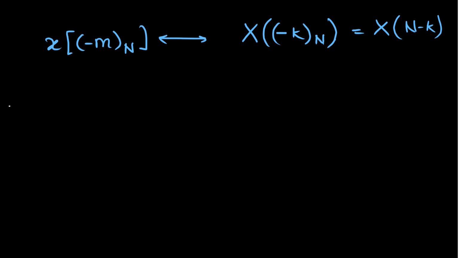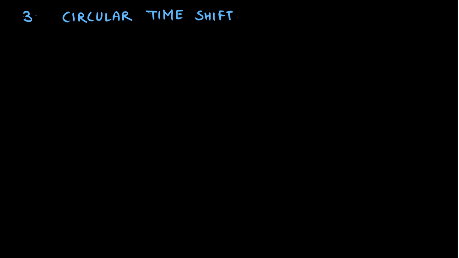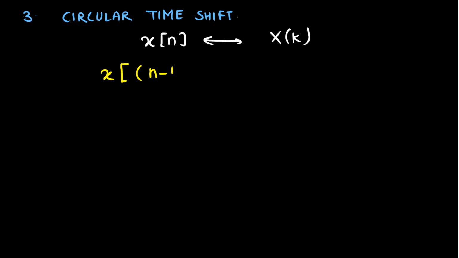Now let us move on to another property, and that is known as the circular time shift. So in this property, we are going to consider again x of n with discrete Fourier transform as X of k, and now we are going to circularly shift this x of n by L units. So we are going to get a modulo operator here due to circular shift, and now we need to find the value of this x1 of k.